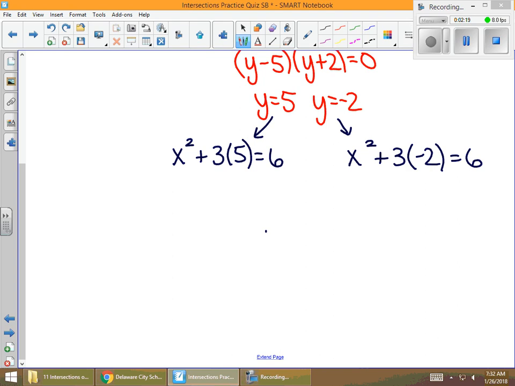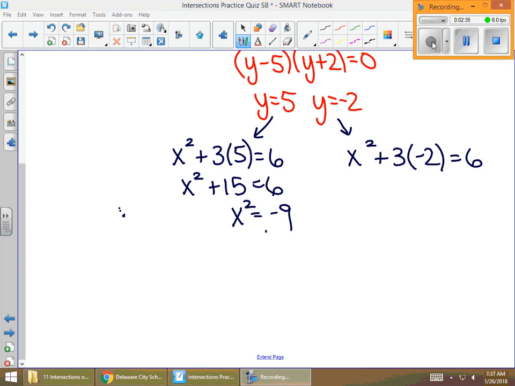All right, 3 times 5 is 15. When you subtract that 15 over, you're going to end up with -9. Now, all of the solutions we're looking for are real solutions. So if we get a -9 there, and we take the square root, we're going to get an imaginary number. And when we're finding the intersections of functions, we want points that we can graph on the normal coordinate plane. So that's not going to work for us. That's not going to give us a real solution.